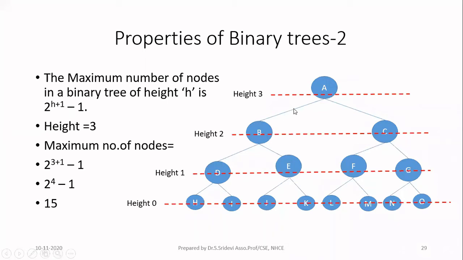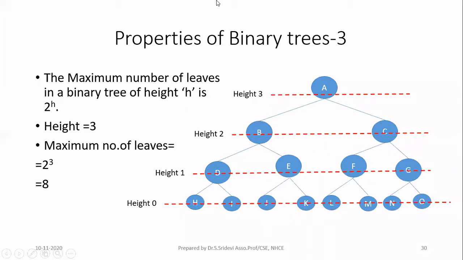So in this tree, how many nodes can you have at the maximum? The formula is 2 power 3 plus 1, where 3 is the height. So 2 power 3 plus 1 minus 1, that is 2 power 4 minus 1, which is 15. So in a binary tree with height 3, you can have a maximum of 15 nodes. Minimum nodes are different, but we are seeing only the maximum. So the maximum is 15.